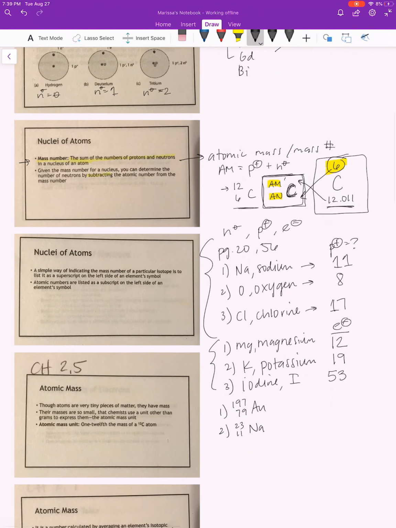So if I look at this first one, I'll do the first one with you and then give you just a little bit to do sodium. So we know that protons must be equal to the atomic number, which I've written here, and that's 79. Now neutrons plus protons must equal the atomic mass. So I'm going to take the difference between 197 and 79. That means that I have 118 neutrons.